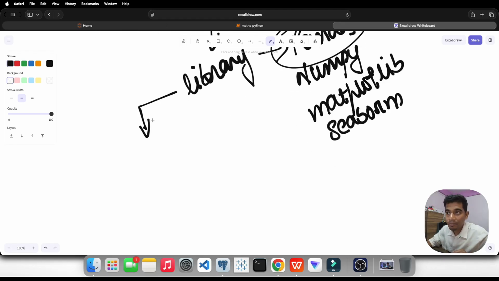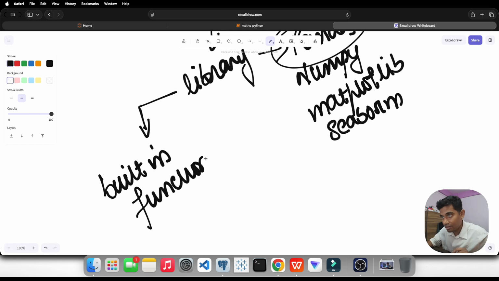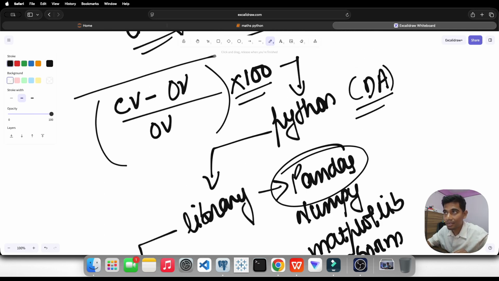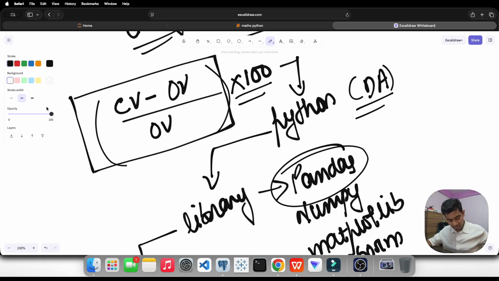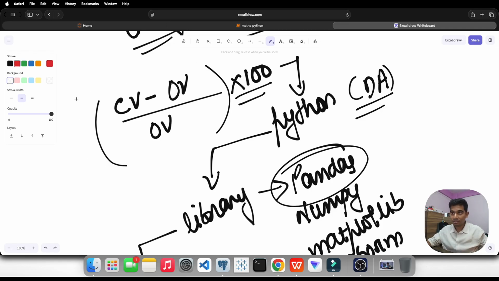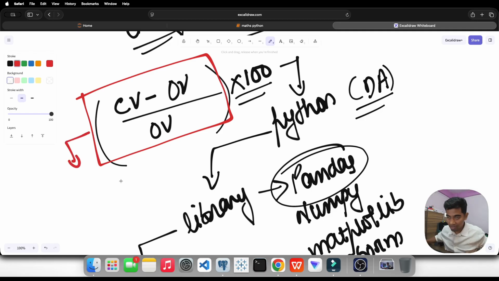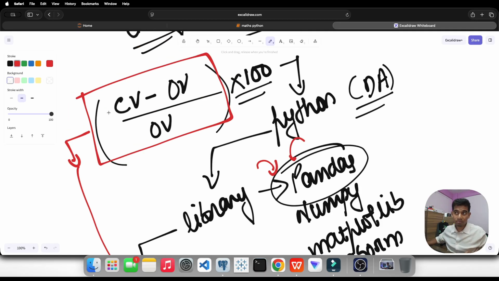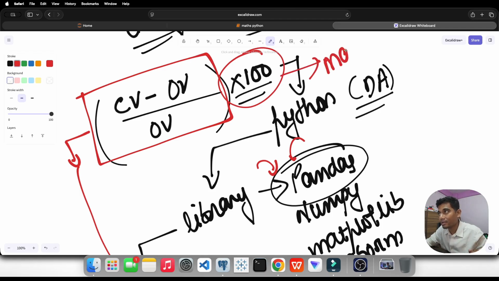In pandas library we have a built-in function. We have a built-in function for the percentage change. I mean to say, till this part we have a built-in function, and that function is in pandas. But for finding out the percentage, this into 100 we will be doing manually, right?